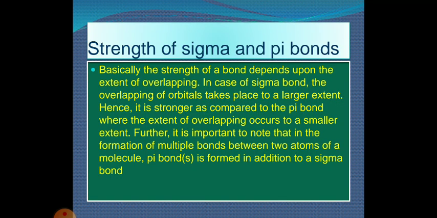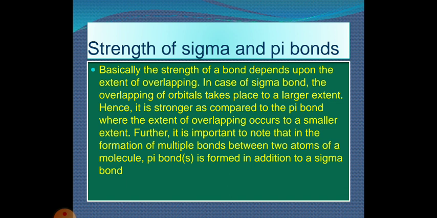Strength of sigma and pi bonds. Basically, the strength of a bond depends upon the extent of overlapping. Students should take this point into account. This is a very important part: the strength of bonds depends upon the extent of overlapping. In case of a sigma bond, the overlapping of orbitals takes place to a larger extent. Hence, it is stronger as compared to the pi bond, where the overlapping occurs to a smaller extent.